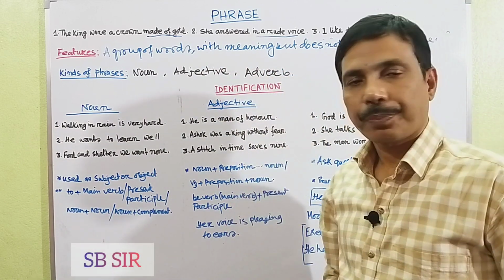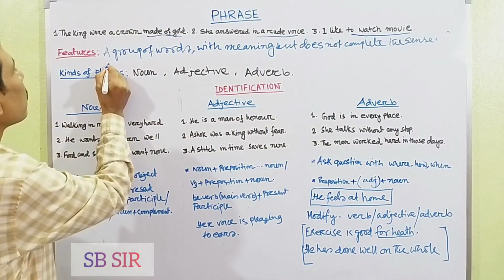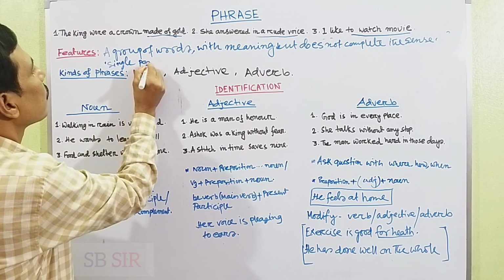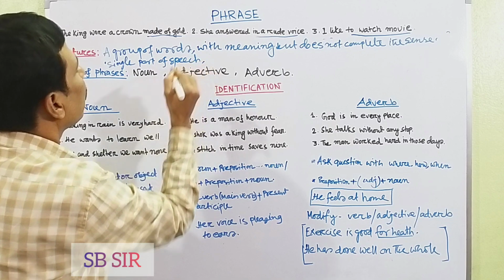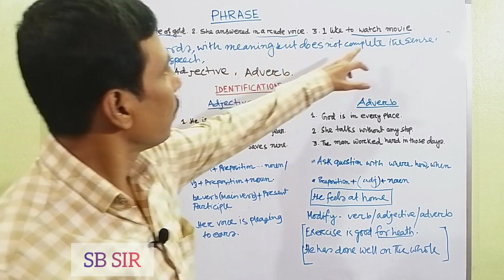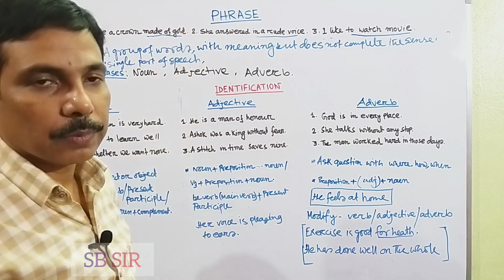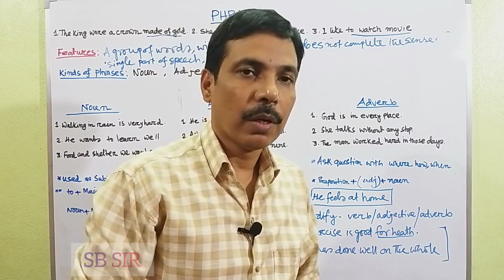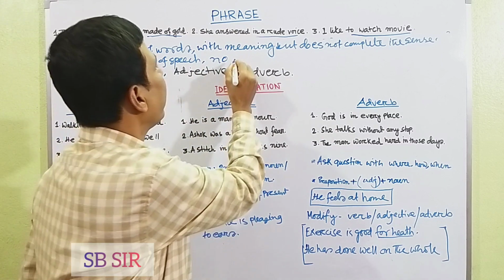Number 3, they are used as a part of speech. That means a single part of speech. They are used as a single part of speech. And the last, look at this example: to watch movie, in a rude voice, made of gold. There is no finite verb. That means, it is the most important feature of a phrase, no finite verb.